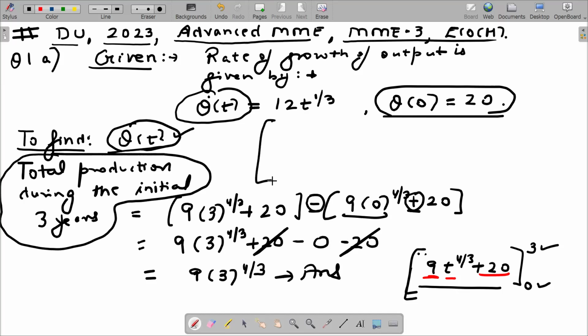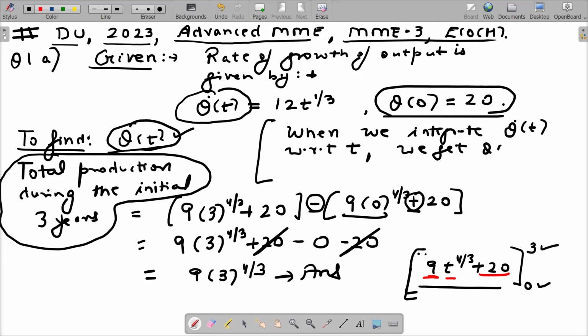Okay, so I'm revising it. When we integrate q dot t with respect to t, we get q of t. And the total production during the initial 3 years will be integrating q dot t from 0 to 3. So with this, we are done with question number 1, part A. Let's look at question number 1, part B. So coming back to the question paper.